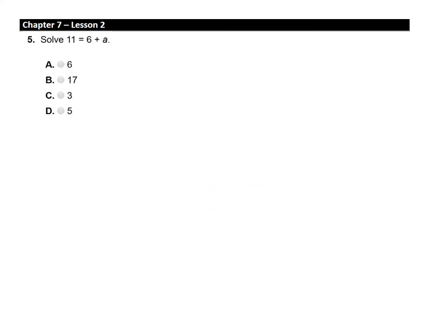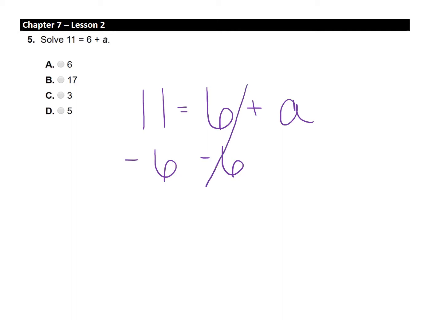Question number 5. 11 equals 6 plus A. I can subtract 6 from both sides. Add 6, subtract 6, cancels each other out. A equals 5. Answer choice D.